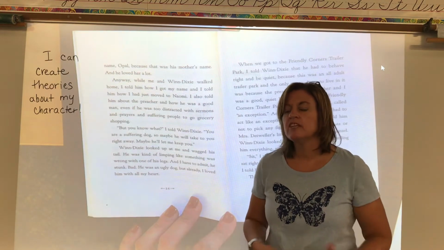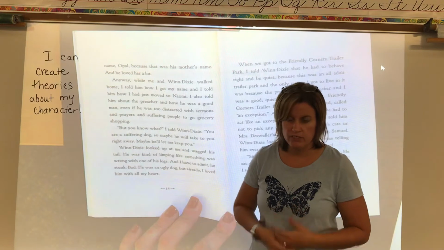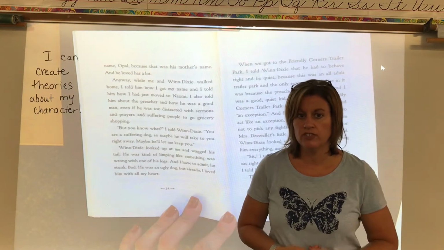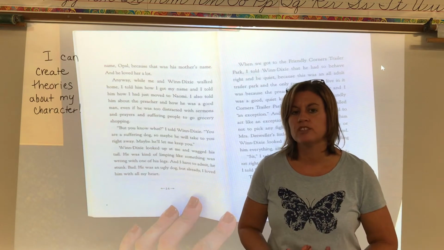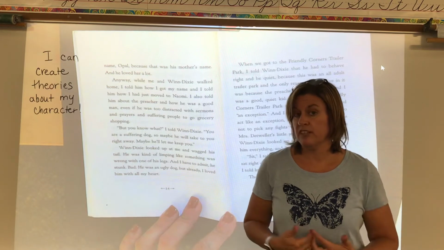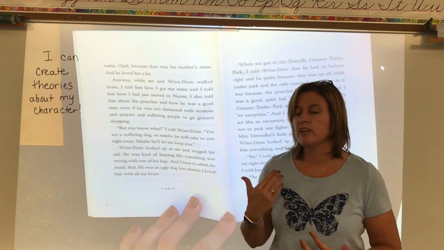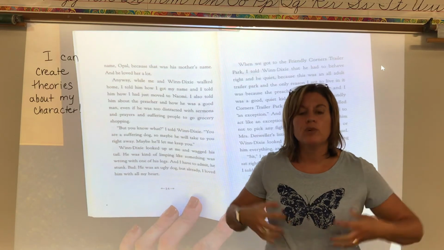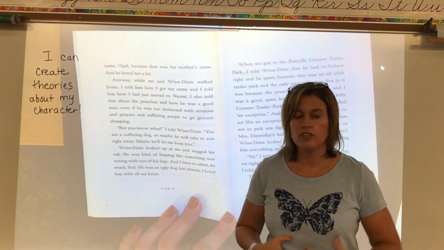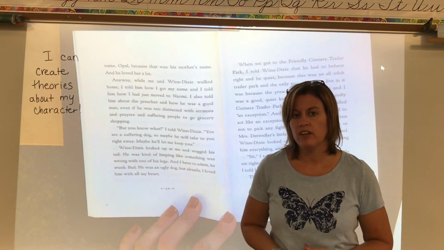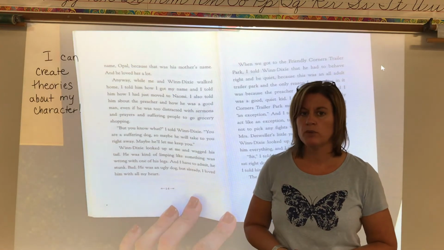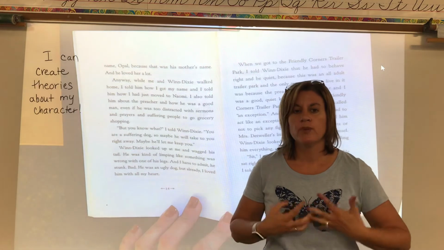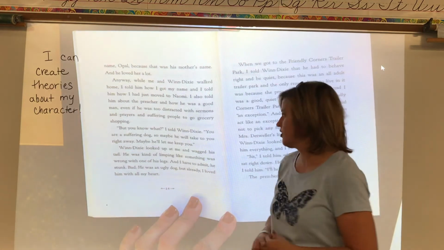Why do we do this? It helps us understand our characters, and if we understand our characters and we're constantly making predictions, that tells me that we're comprehending the story, we're running the movie in our mind, but it also tells me that you are getting lost in your book. You're becoming part of the story, and that's what we want in this unit. We want to make sure that we're getting lost and we're understanding our characters.